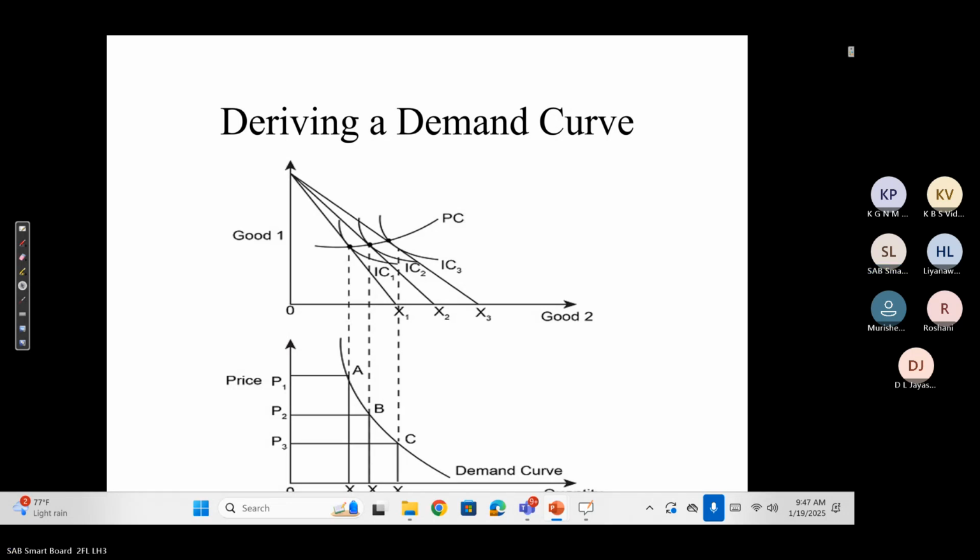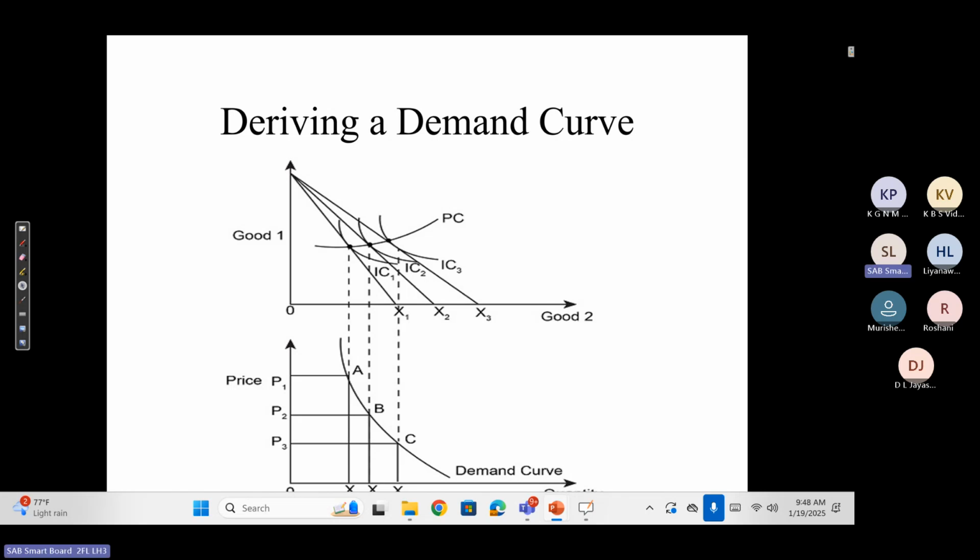Here we see that higher prices mean lower demand, and lower prices mean higher demand, so again a downward sloping demand curve. Based on this price change, we can identify the demand curve.